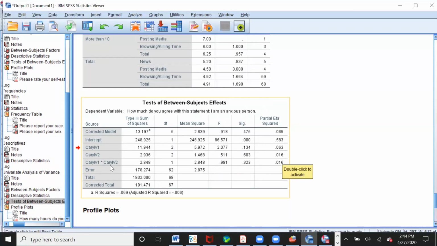Here's your interaction. Your F-test. Your P, again, is not significant. And your effect size, again, is small. That's right. Small. Good, good, good.